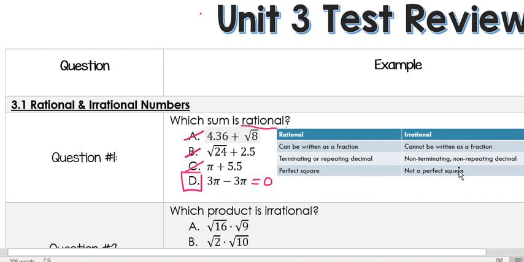And it's not a perfect square. So like the square root of 8 or the square root of 5, those are not perfect squares. Now this one, even though I said pi itself is irrational, this time I'm subtracting the same amount of pi's from one another, and that's why my answer is 0, which is a rational number.